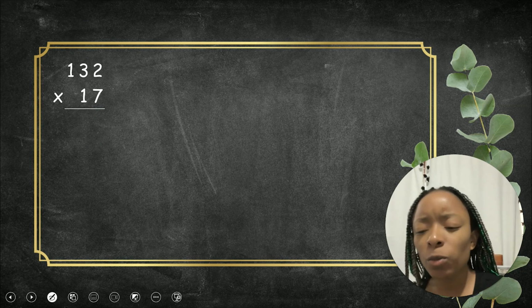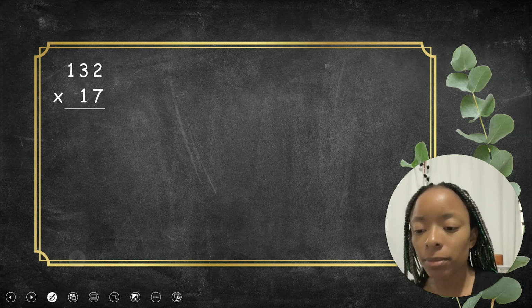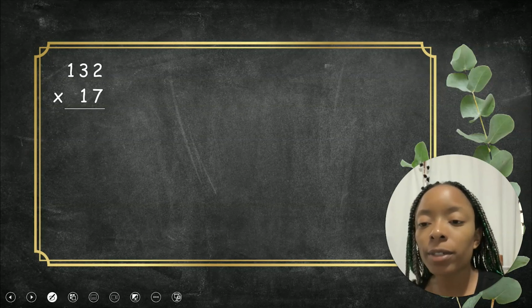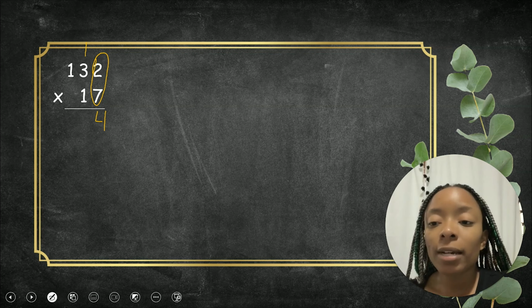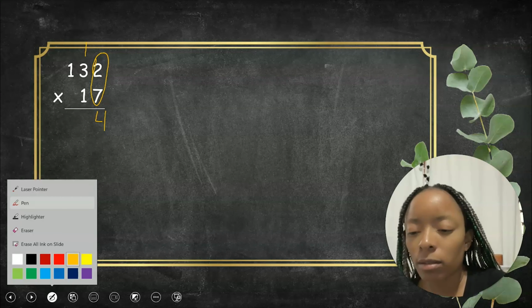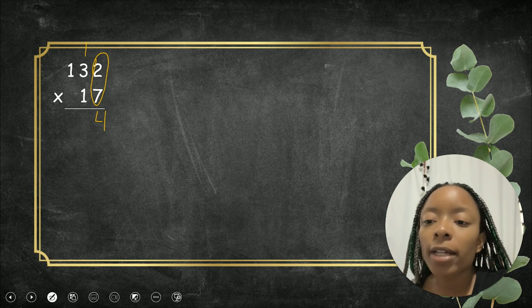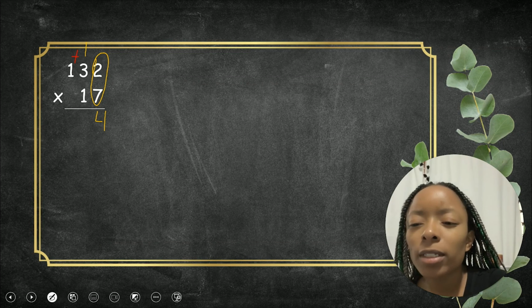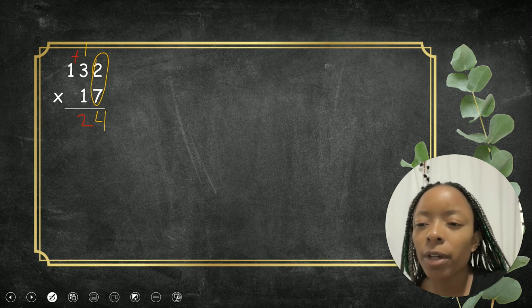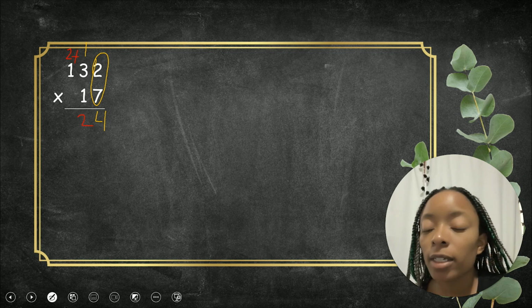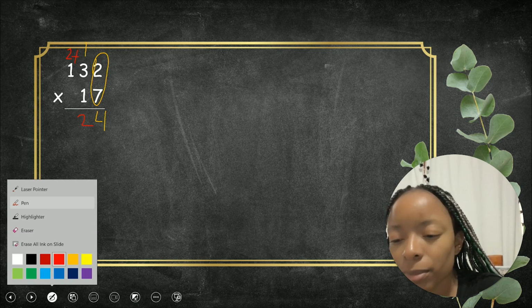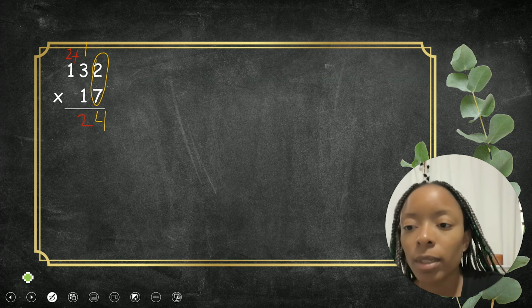There's only really one additional step to make this possible. We're going to first multiply both the ones. 2 times 7 is 14. Place a 4, regroup the 1. 7 times 3 is 21. Add the 1. 22 is our answer here. And we're going to regroup the 2. 7 times 1 is 7, plus the 2 is 9.